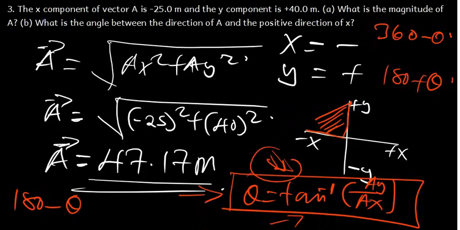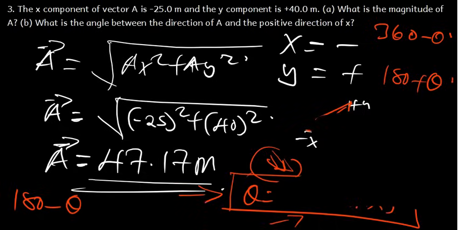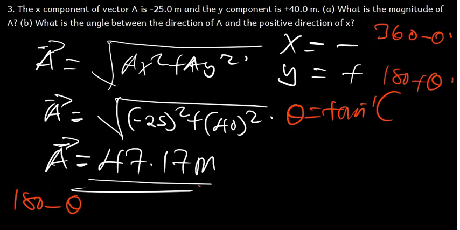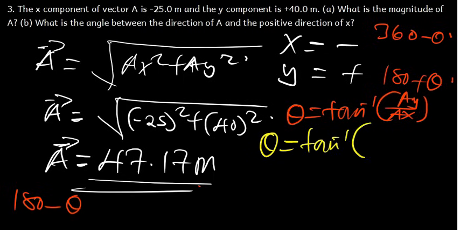So now, in this case, since we have identified that the angle is going to be in the second quadrant, since the x component of A is negative and the y component is positive, we're going to say theta is equal to tan inverse AY divided by AX. Let's plug in the values. The y component of vector A is 40, divided by 25. So our theta is going to be shift tan, open brackets, 40 divided by 25.